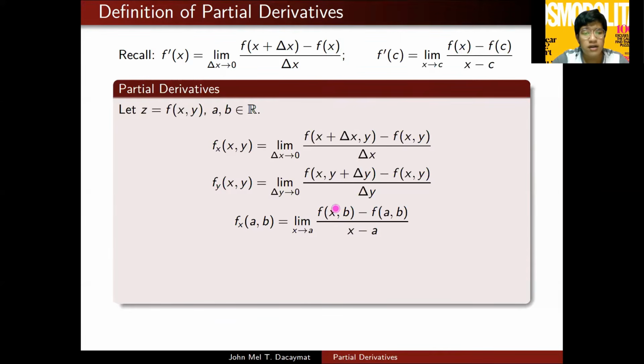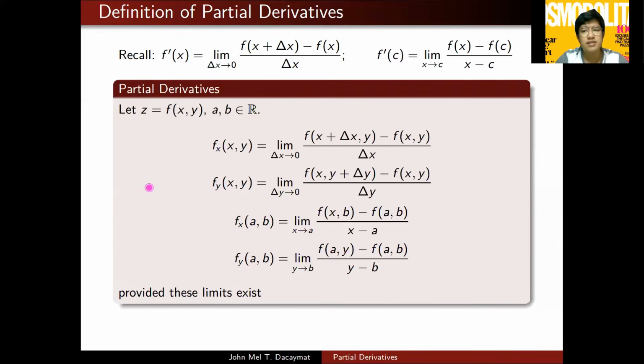Yung sa first term, f of x, b, so you replace all y with b, but retain x, minus, dun sa second term, ipa-plug in mo na yung both a and b for x and y, respectively. Yung f sub y naman, we get the limit as y approaches b this time. And in this case, yung a naman yung ipa-plug in mo agad to both terms. However, doon sa first term, you retain it to be y. Sa second term, you also plug in b na. And then over y minus b. Okay? So, of course, provided that these limits exist.